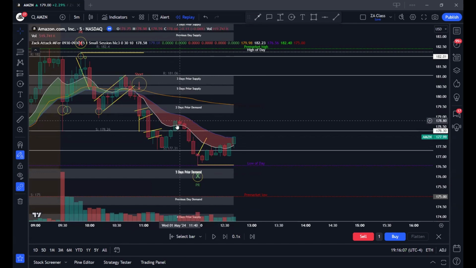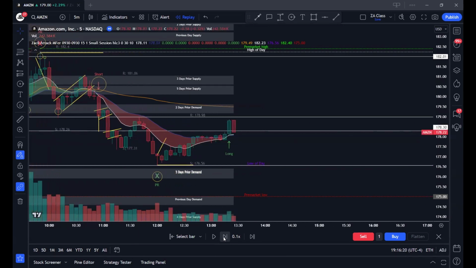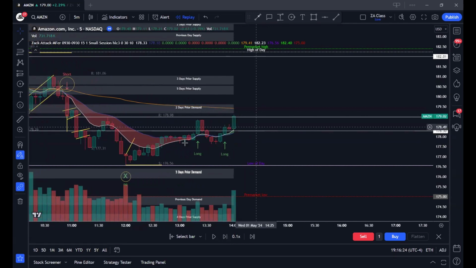To avoid something like this happening, where we're bouncing into the cloud and then getting some more sellers to push us down further, I like to take my profits at the EMA cloud, and then I'll just wait for the next setup there. And this actually ended up being a good opportunity for some more upside here.